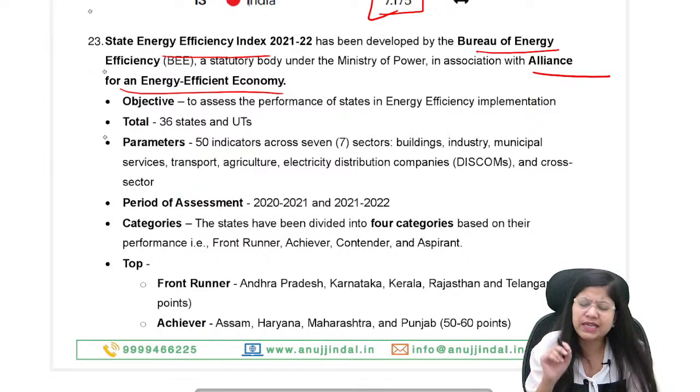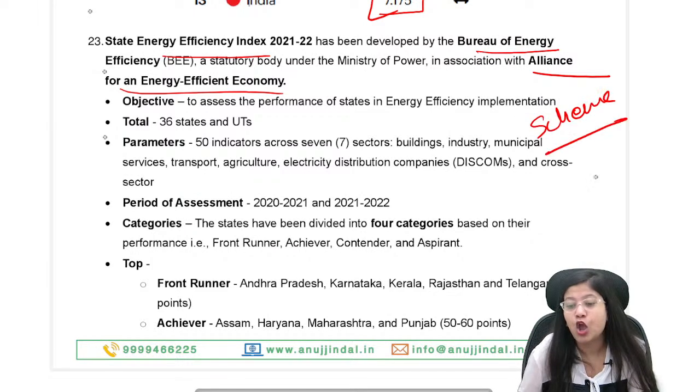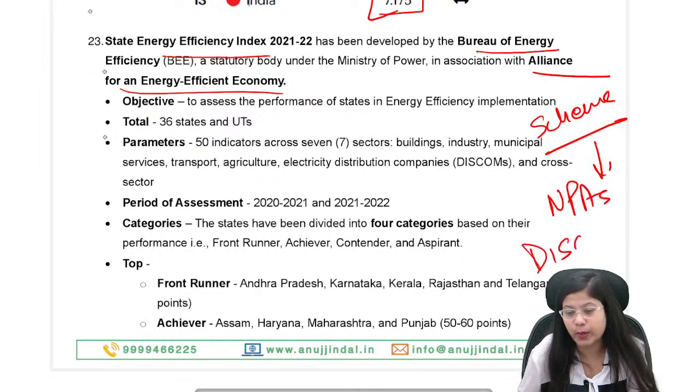governments are taking. Quickly tell me what is the name of the scheme that the government is implementing for reducing the NPAs of the discoms? Quickly tell me.